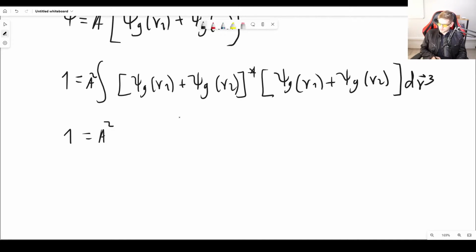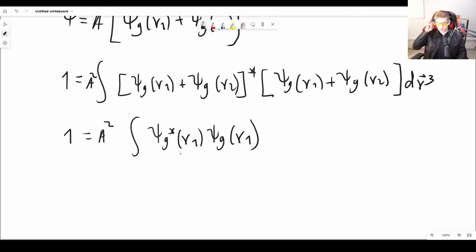Now we multiply through and we get, first of all, psi g conjugate of R1 and psi g of R1. But what is this? This is going to be 1 because we are dealing with the hydrogen atom and the wave function is already normalized, right? For each individual hydrogen atom, not the total one. So this right here will simply be 1 in a moment, once we take the integral. So maybe let's do it like this, and d R3.